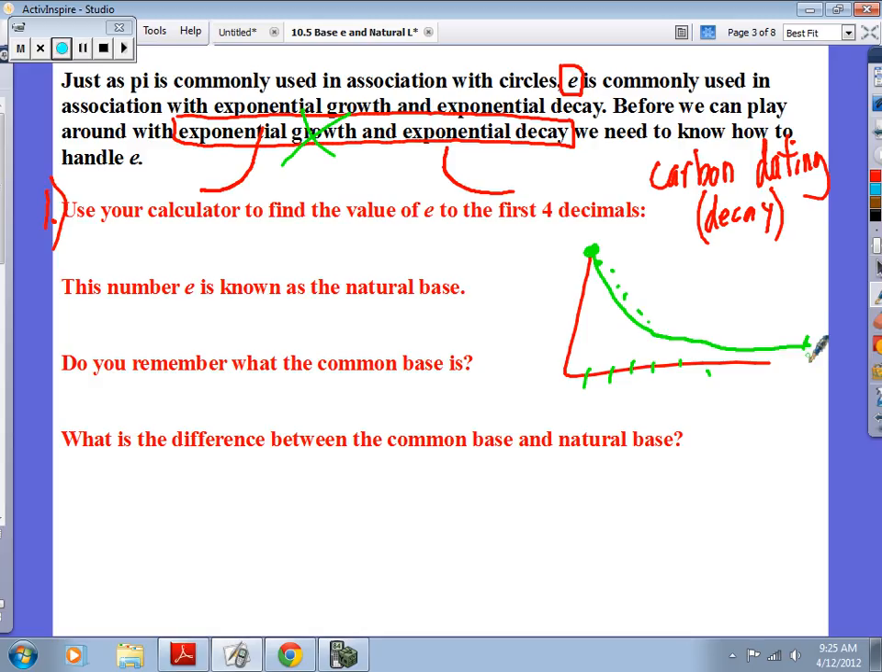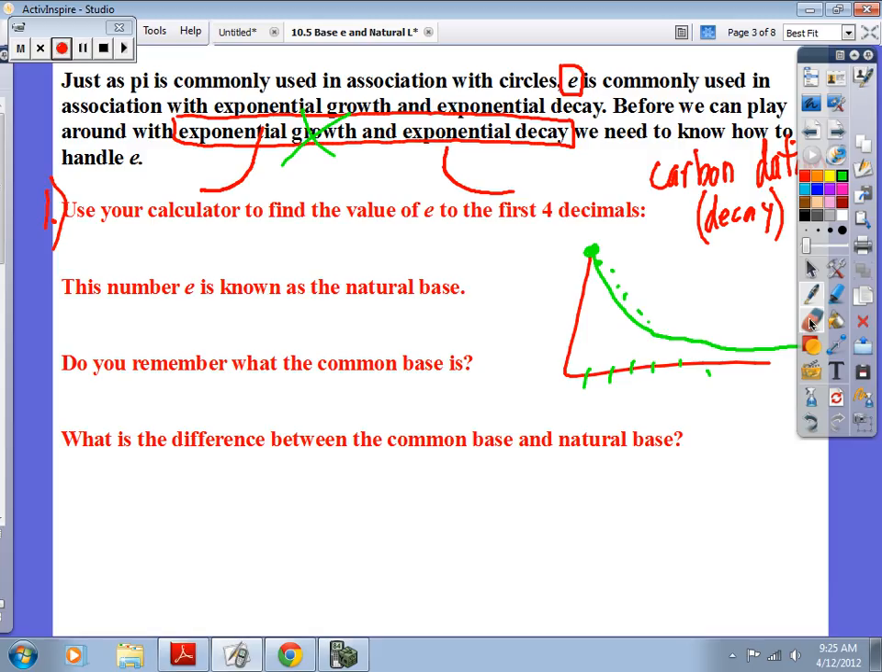So carbon dating. How long does it take for a body to decay? That's a good question. I don't know. You're the math teacher here. I like that mansion show.